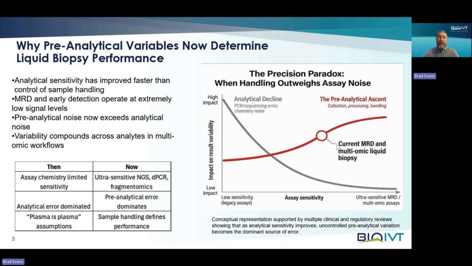In multi-omic workflows, this compounds. Each analyte responds differently to handling conditions, so variability increases in ways that are hard to interpret later. What looks like biology can actually be a pre-analytical artifact. So increasingly, the limiting factor in liquid biopsy performance is not sequencing depth or algorithm performance, it is sample integrity. So where does unwanted variability actually enter the system?